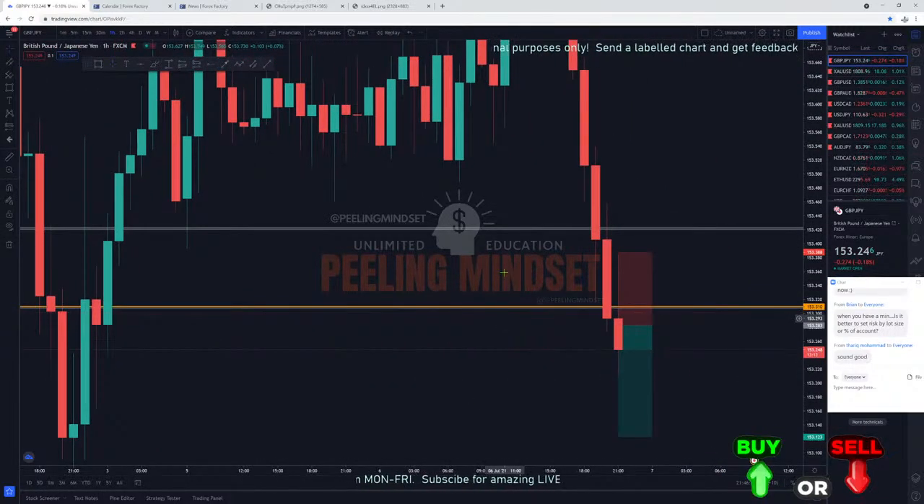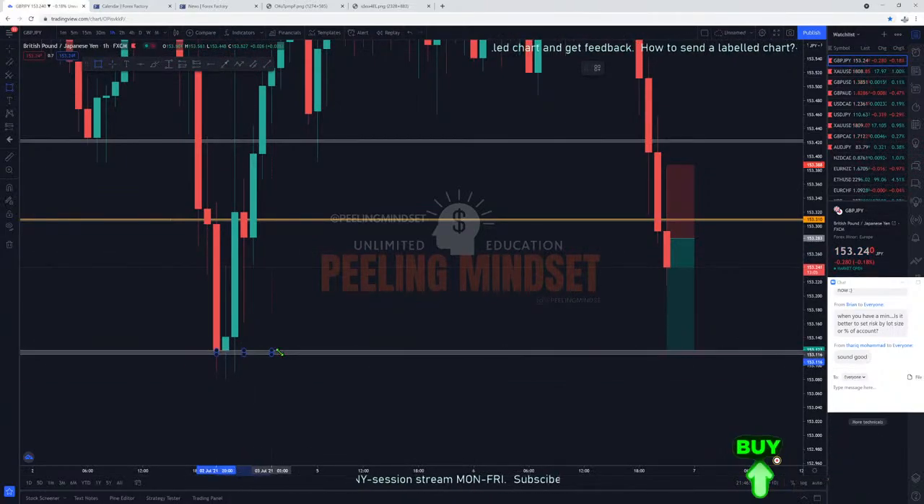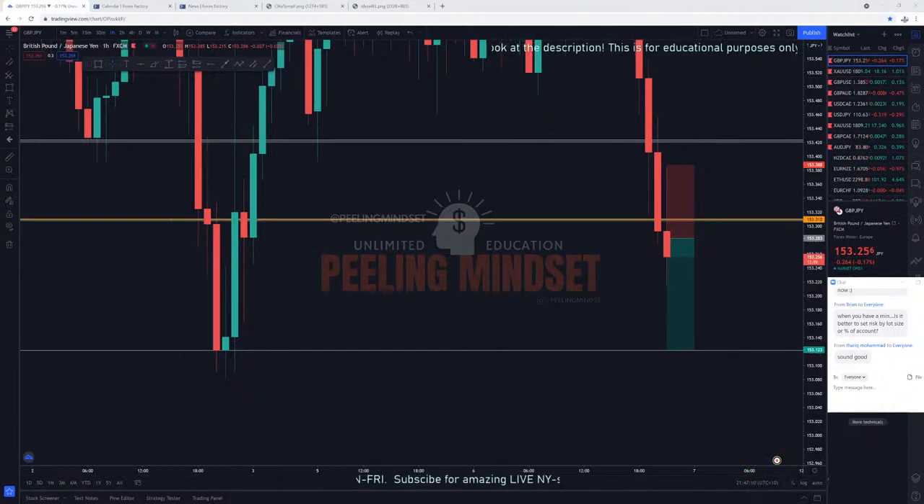Let's see. So the first target is going to be here. This is the first target for my position, right here. That is the first target, in about 16 pips from my position. So let's see if I can get that 15 to 16 pips, or if the market is actually going to push against me. What's happening?